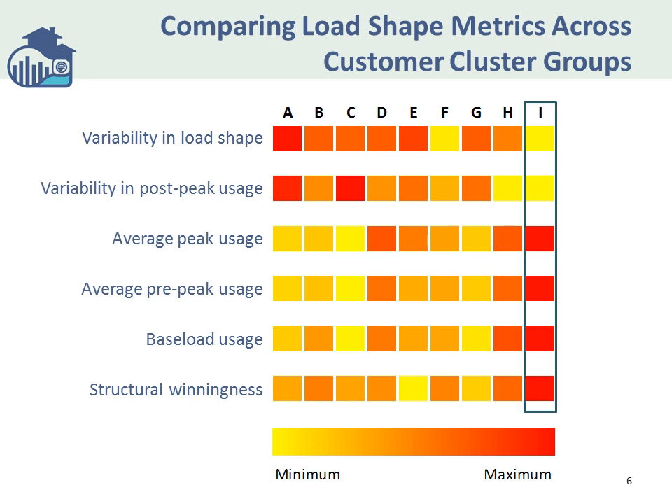For example, a utility might want to vigorously target market their TOU rate to customers in Group I on the far right. They have the highest degree of savings potential by way of peak and pre-peak period usage levels and the largest share of structural winners. These customers also are highly stable in their usage patterns, as well as peak period consumption. And this suggests that they may have some very set routines.